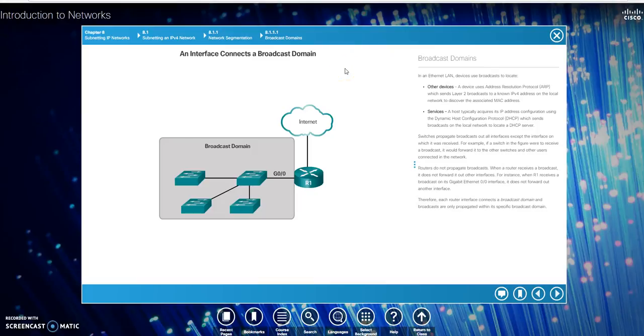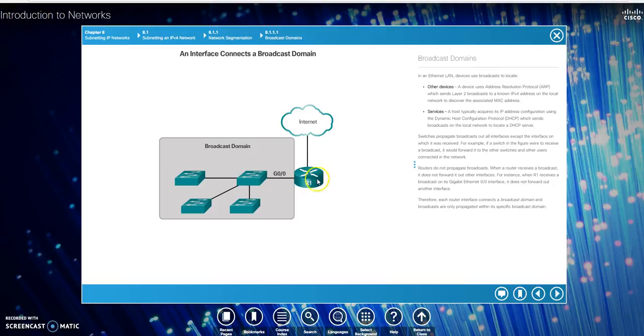So we're talking about subnetting. We did do some IP addressing. We did show you the math for doing subnetting. Now we're going to talk about why we subnet. This is an important part of what we do as a networker.